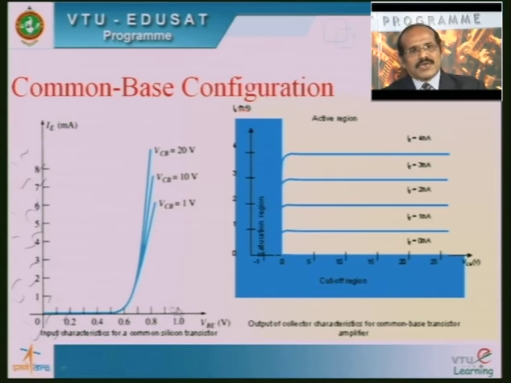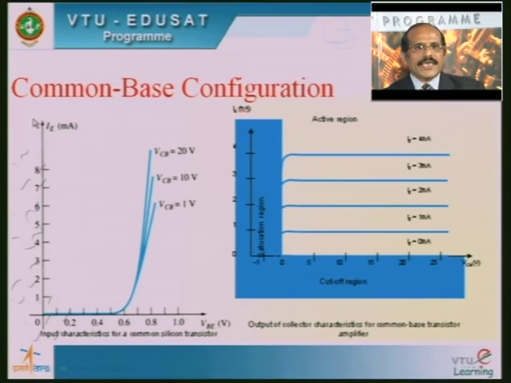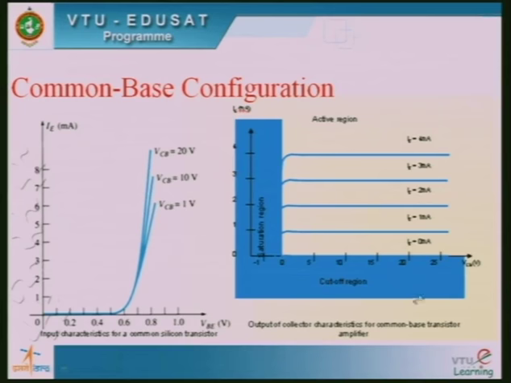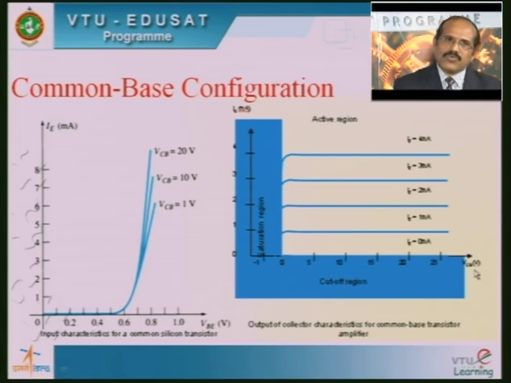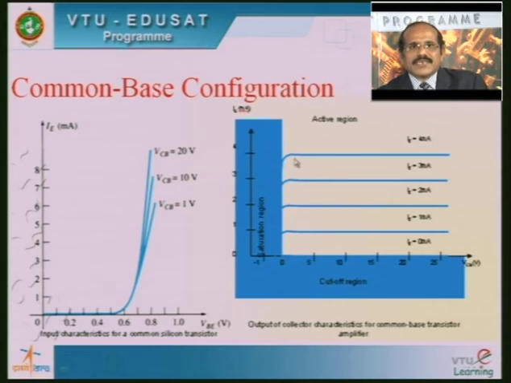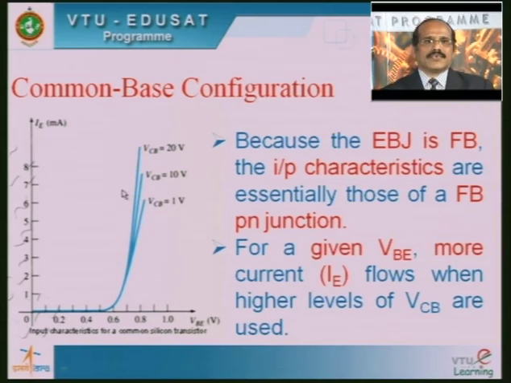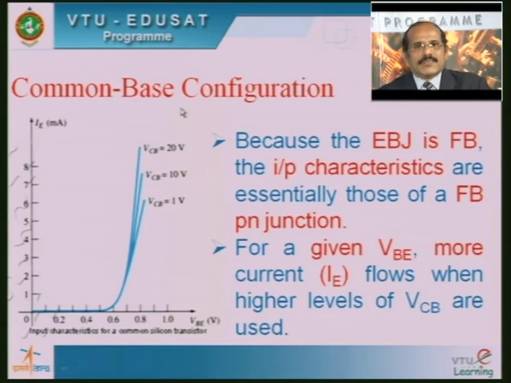So here a graph is plotted between VBE, that is the input voltage, versus IE, that is the input current, keeping VCB constant. VCB means the output voltage here. Similarly, on the right side of this slide you can see the output characteristics, wherein VCB, the output voltage, is plotted against the output current IC, keeping the input current IE constant. Now let us take up the characteristics one by one and see how we can analyze them.